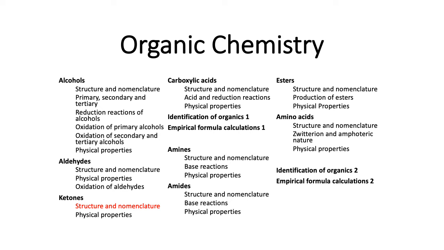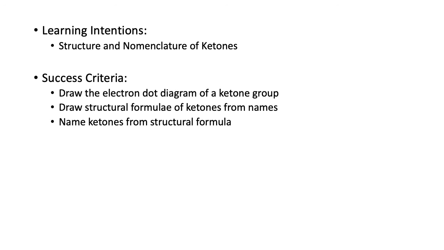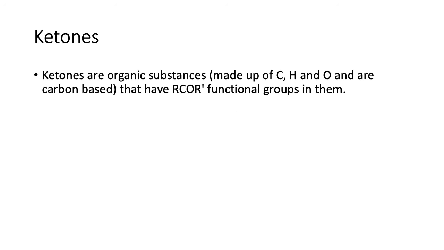Alright, we're going to learn about the structure and nomenclature. So let's have a look. This is what we're going to be learning about. Ketones. Well, we know ketones are organic substances with a functional group of R, C, O, R dash. Okay, so what are these R, C, O, R dash? This R dash and this R are effectively alkyl groups of varying length. Okay, so effectively what it's saying is that here is your CO group, carbon double bonded to an oxygen.